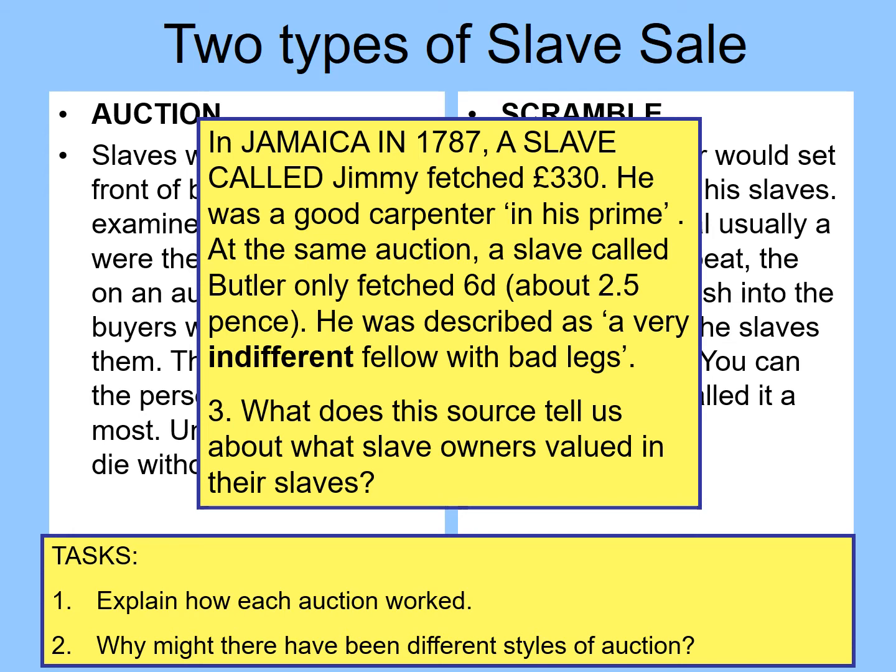Have a look at this source. What does this source tell us about what the slave owners valued in their slaves? To give you an idea, £330 would be in today's money several £1,000s, and sixpence or 2.5 pence in modern pennies, well, that wouldn't be worth quite as little as that, but we would only be talking about a few pounds. Pause the video while you answer the question.